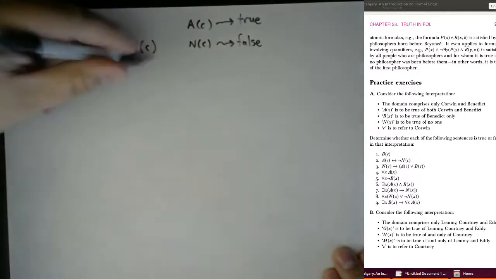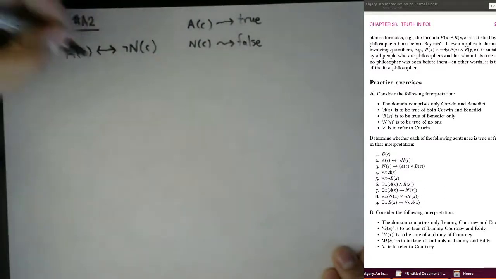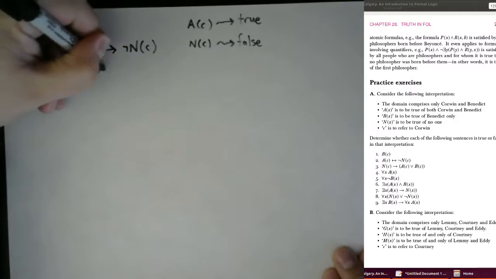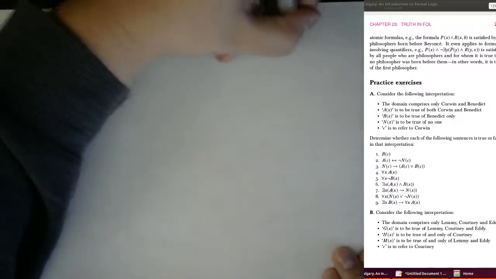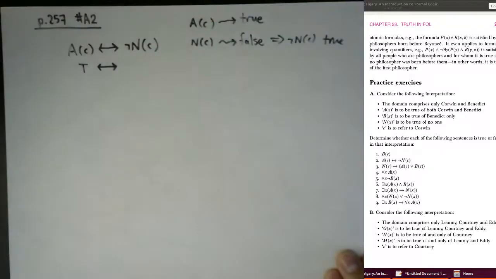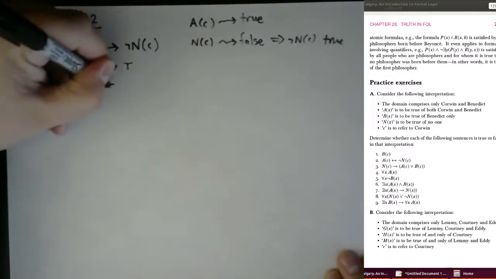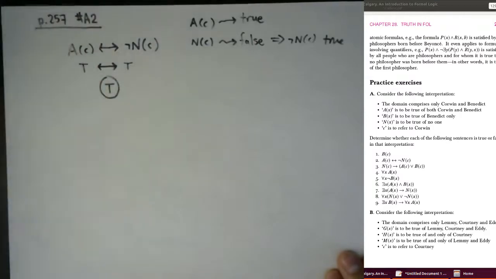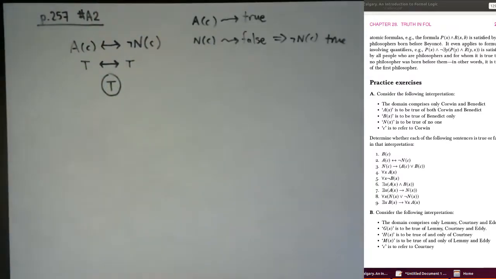Now, coming back to my sentence, A of C is true, and if N of C is false, then not N of C must be true, right? Because the negation is going to swap the truth value. So we get a true if and only if a true, which is true, and that's the answer for this problem. That's all this is. You're using the interpretation to boil things down to TFL when you can.